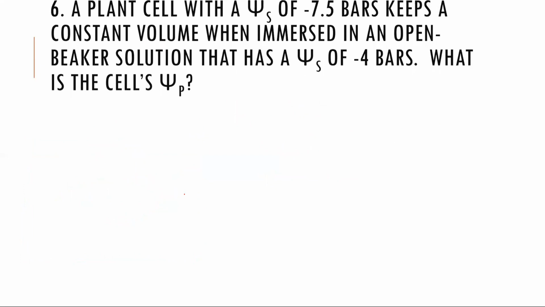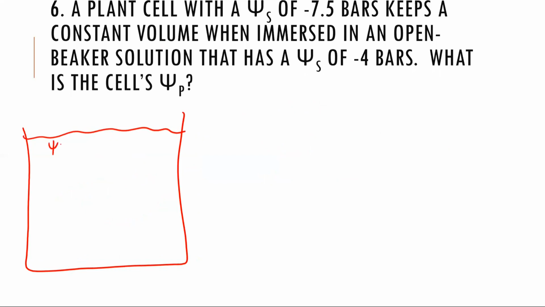All right, and then we get to the next one. A plant cell with a solute potential has a constant volume when immersed in an open beaker solution. So here's a fancy way of saying we have our open beaker solution with our solute, and our water potential formula here.